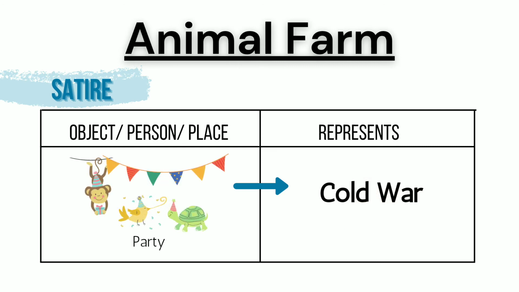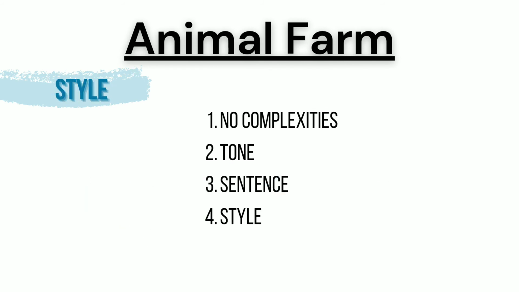Next, on the last day, when a party is organized, it represents the Cold War, and there remains no difference between communism and capitalism. Now, let's see the style of Animal Farm. First, no complexities. We do not see any complexity in the narration of the novel. The simple and self-conscious honesty of Orwell is reflected, and his aim is to communicate his political lessons and to achieve an effective literary style in a simple and clearer style.